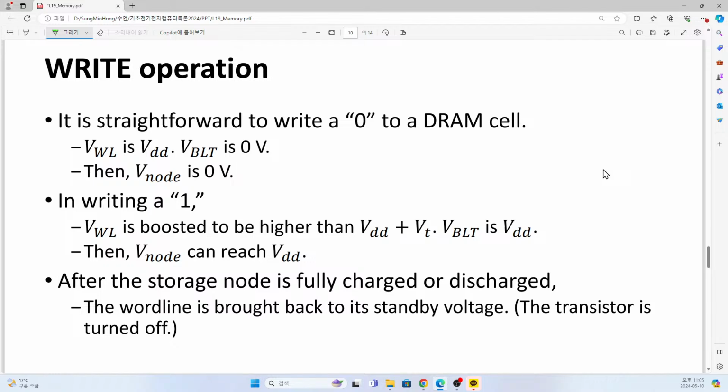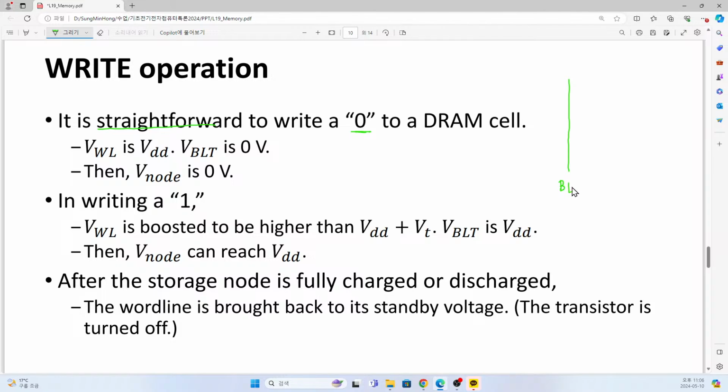How can we write our data into the storage node, the capacitor voltage, and how can we read that stored capacitance or charges from that capacitance? Okay, so let me explain it step by step. First of all, it is straightforward to write logical value 0 to a DRAM cell. Then how can we do that? Here we have the bit line.